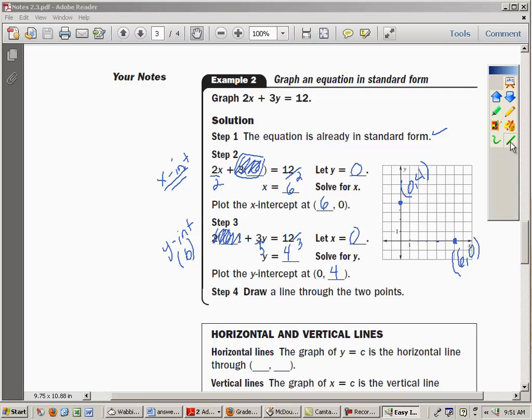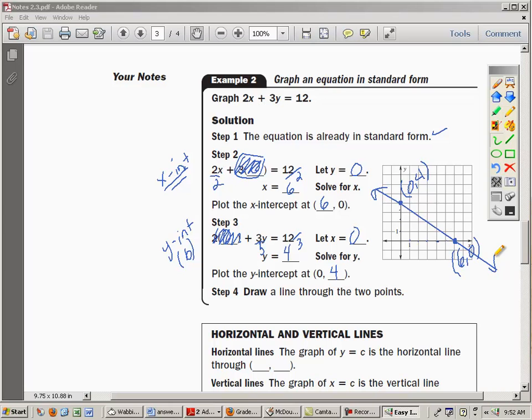Our last step is to go ahead and connect those 2 dots with a straight line. And we'll kind of go like that. You guys obviously will have the benefit of a straight edge that you can lay through those 2 points. And so there's your graph of the line 2x + 3y = 12. All right, now you can go through the process of changing that to slope-intercept form if you want to. And if you did that, you would find that you get the exact same picture.